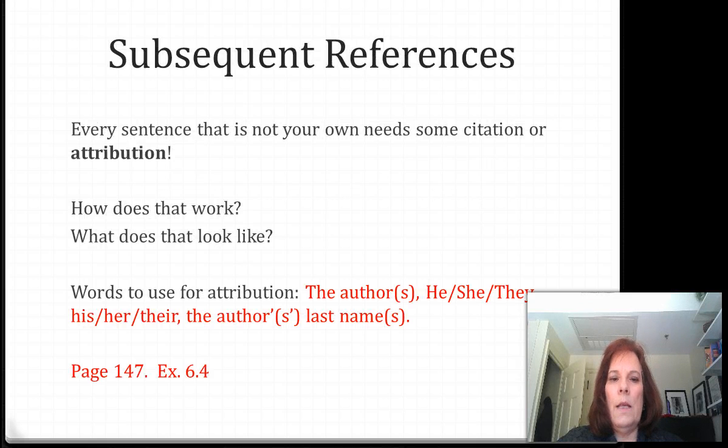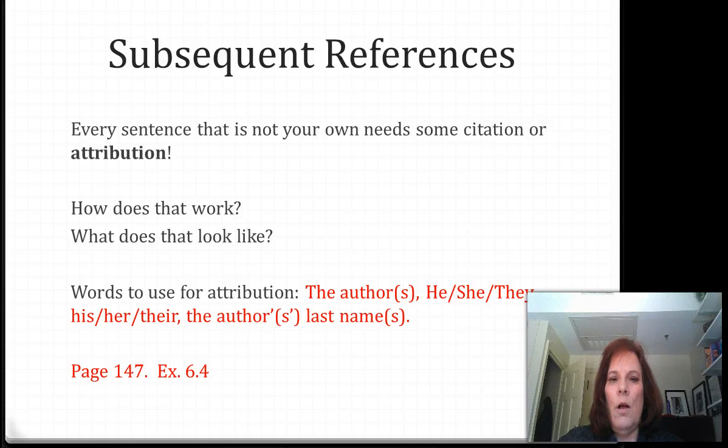Okay, one other really key idea here is where do you put the citation, and what about the rest of the sentences that also refer to that original author's idea? So every sentence that's not your own needs some kind of attribution, some kind of citation. It doesn't need to repeat the author and the year, or the other way that you might cite, but it does need to make it clear to the reader which is your idea and which is the original author's idea.